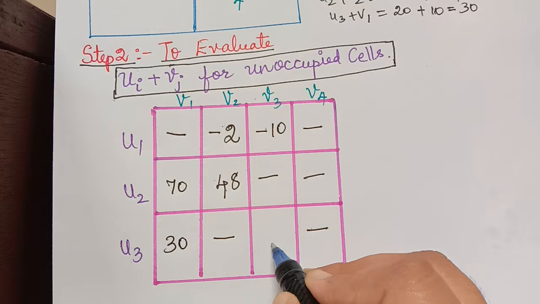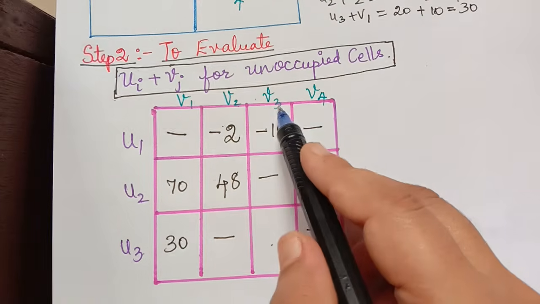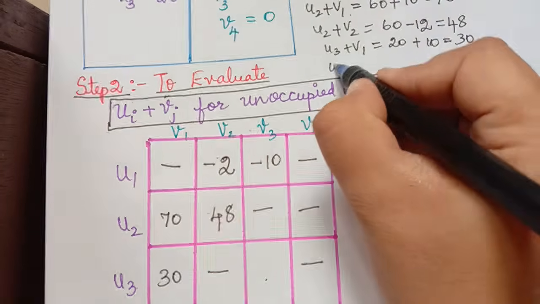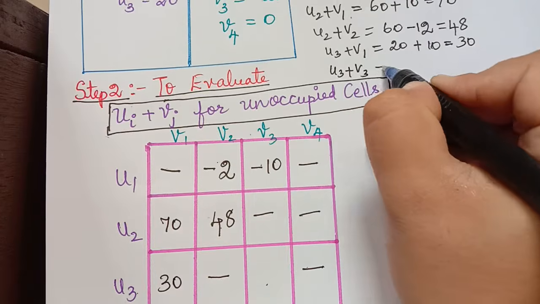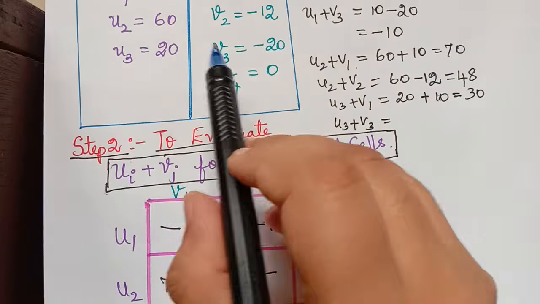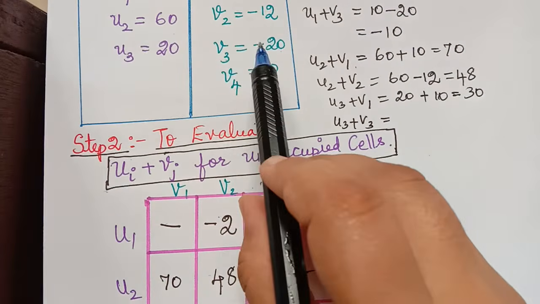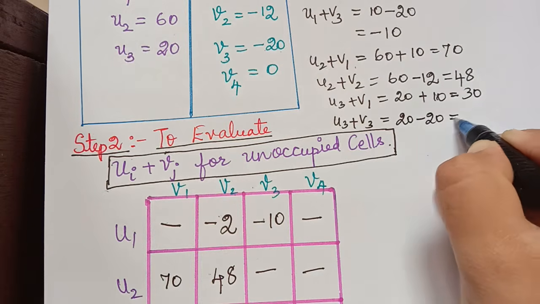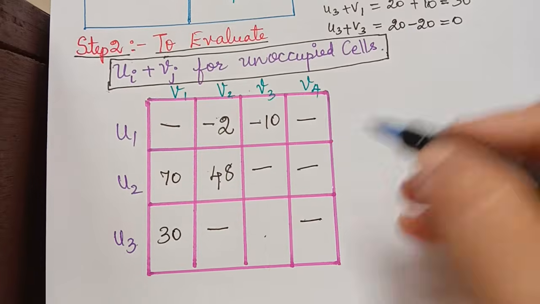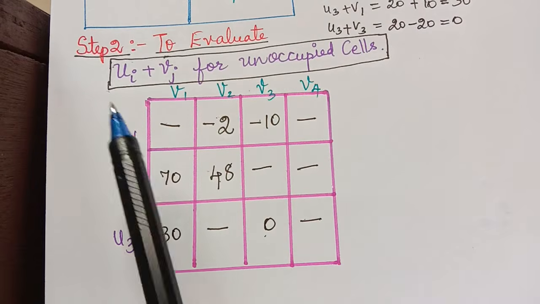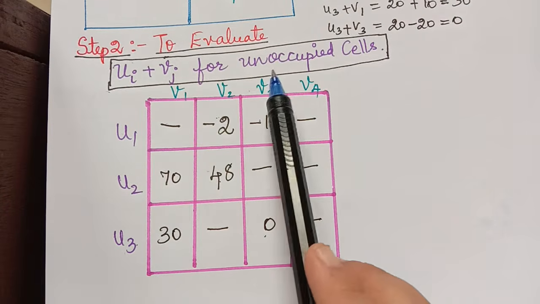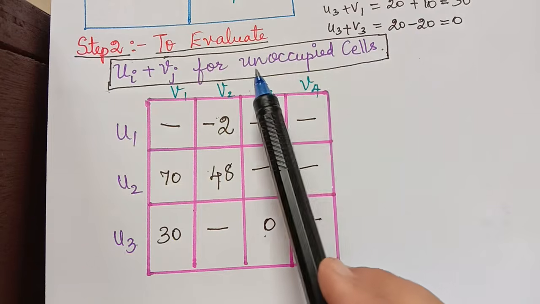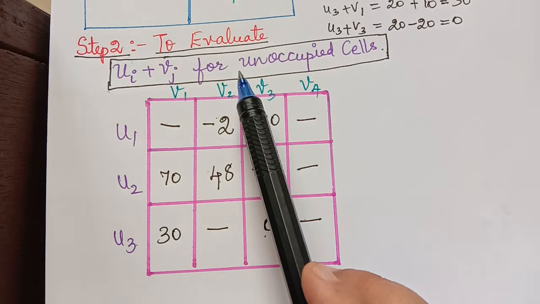And the last cell left out here is u3 plus v3. So u3 plus v3 is equal to, what is u3? 20. And then v3 is minus 20. So 20 minus 20, which is 0. And so this cell is 0. So now we have evaluated ui plus vj for unoccupied cells. Now next we have to find the del ij's. So let us see how to find that.